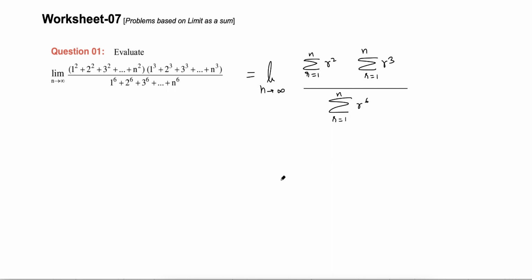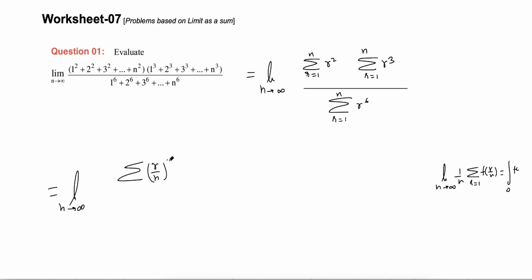I hope you understood till here. I will try to convert it into the standard form. You remember the form? Limit n tending to infinity, 1 by n sigma f of r by n, r varying from 1 to something, can be written as the integral from 0 to something of f(x) dx. So here r by n should come. So watch it. Limit n tending to infinity, forcefully I am going to do whatever is required. Sigma r by n, so I can write (r by n) whole square, r varying from 1 to n.